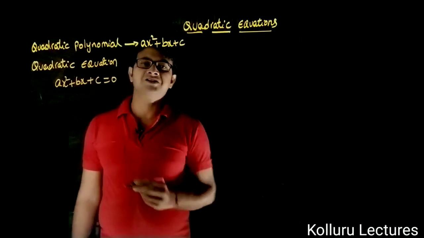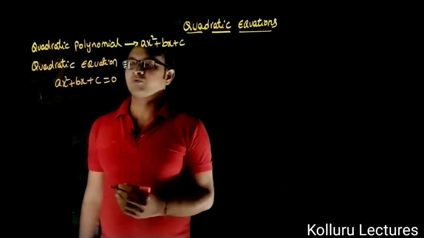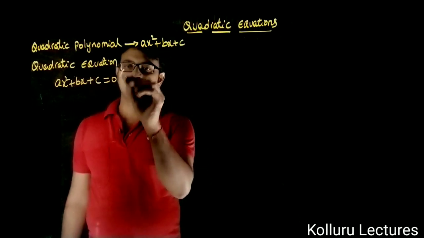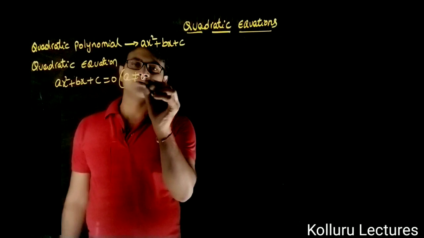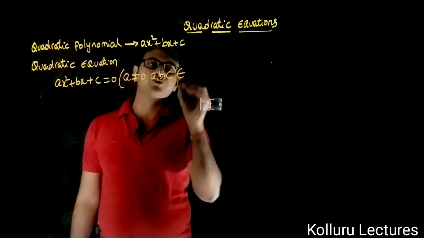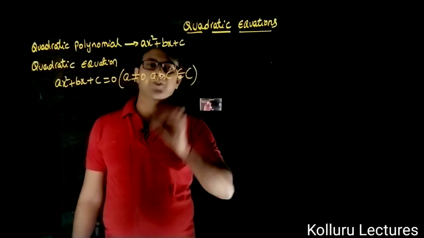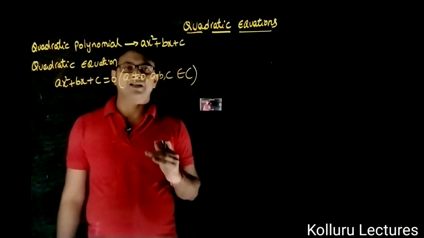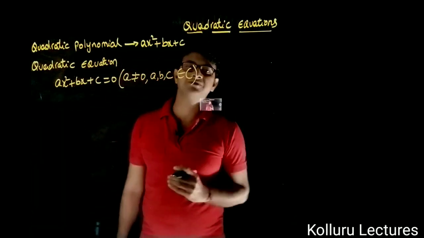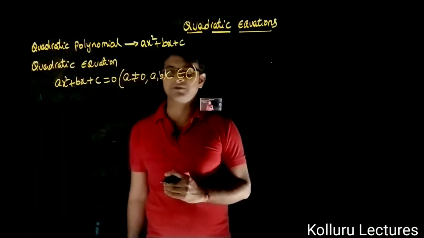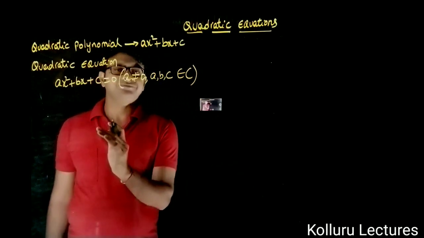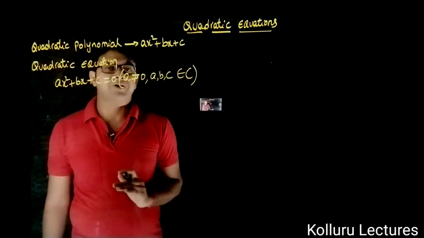Here the main condition for a quadratic equation is that a should not be equal to 0, where a, b, c belong to complex numbers. Complex numbers are nothing but the number system which is above the real number system. So here definitely a should not be equal to 0.